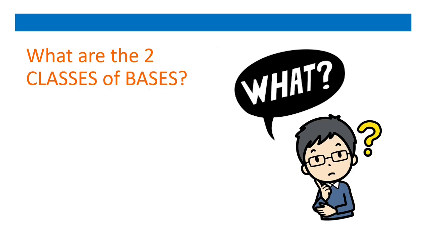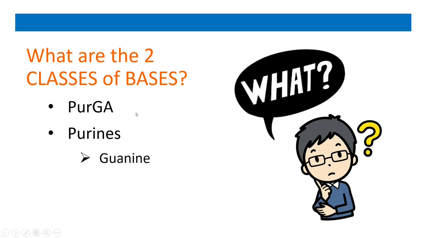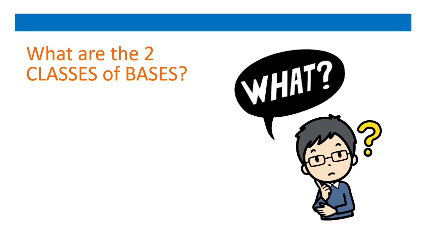Okay, so another thing you have to take note of, what are the classes of the bases? Well, take note of the first one, which is given by the mnemonic PURGA, because the first of the class is called purines, and the two bases that will be included in the purines, as given by the mnemonic PURGA, are the G and the A, which would be the guanine and the adenine. So that will help you remember which are the purines. It is the guanine and the adenine. And this will be leaving us with the last one, the second class, pyrimidines.